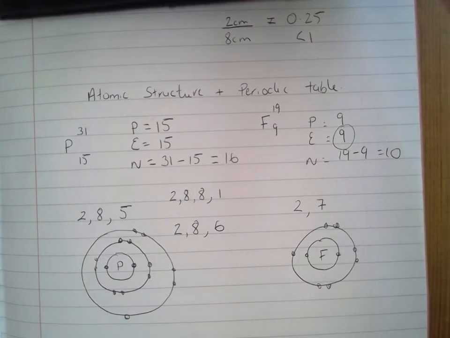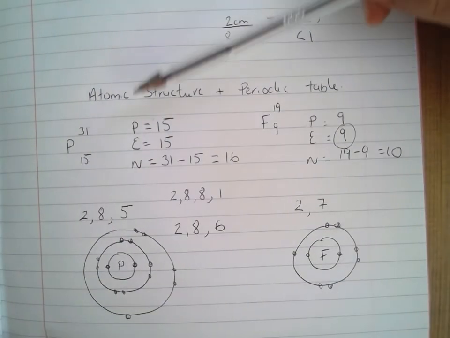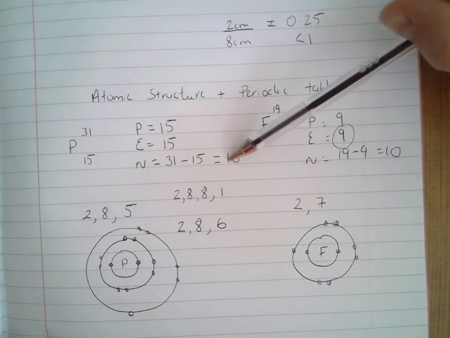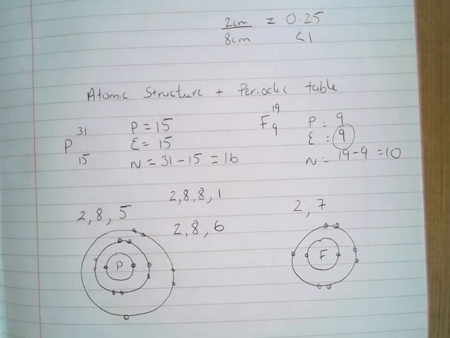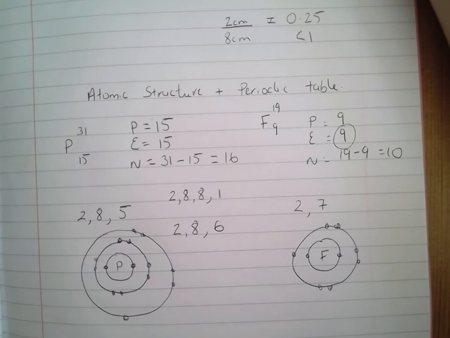Okay, so make sure you're comfortable with writing how many protons, electrons, and neutrons are in an atom. Make sure you're comfortable with writing the electron configuration. Make sure you're comfortable with your periodic table and how to use it. And make sure you know your isotopes, know what they are, know how they react.